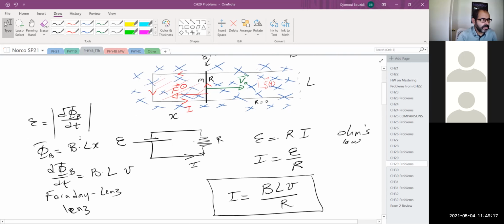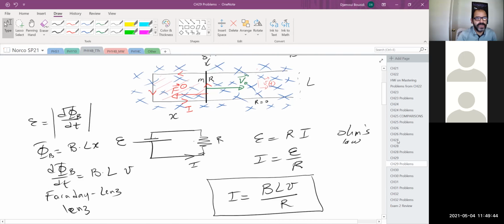So now we have the flux, and the flux is just the area times the magnetic field. The magnetic field is constant. The width of the rod is constant. The length of this loop is changing, and it's changing at the rate of v. That is the rate at which the entire flux is changing, v times B times L. So that is the EMF. Now we have the EMF. We divided by R. We found the current.